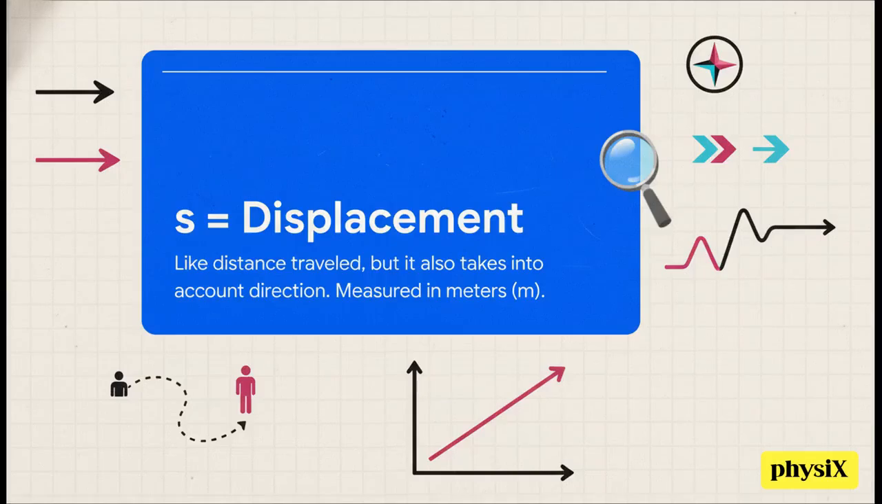So, first up is S, for displacement. Now, this isn't just distance, it's distance with direction. Let's say you walk 10 feet forward and 10 feet back. You've traveled a distance of 20 feet, right? But your displacement is 0, because you ended up exactly where you started.